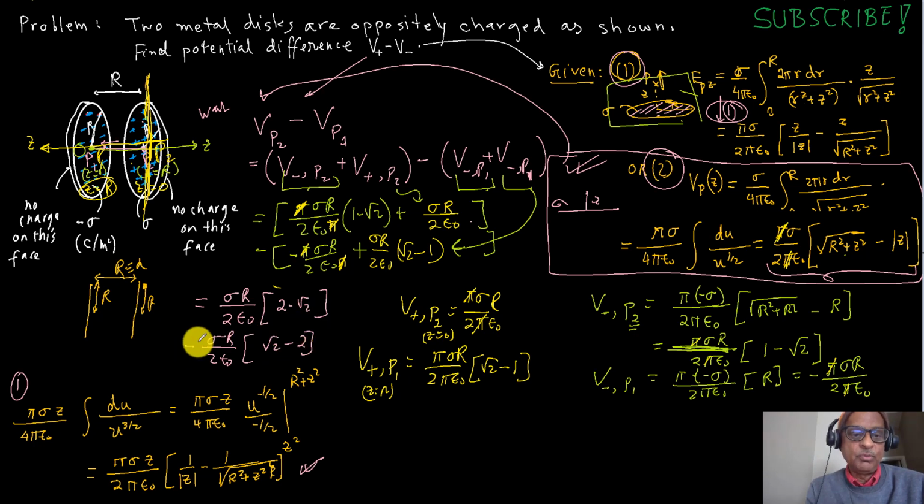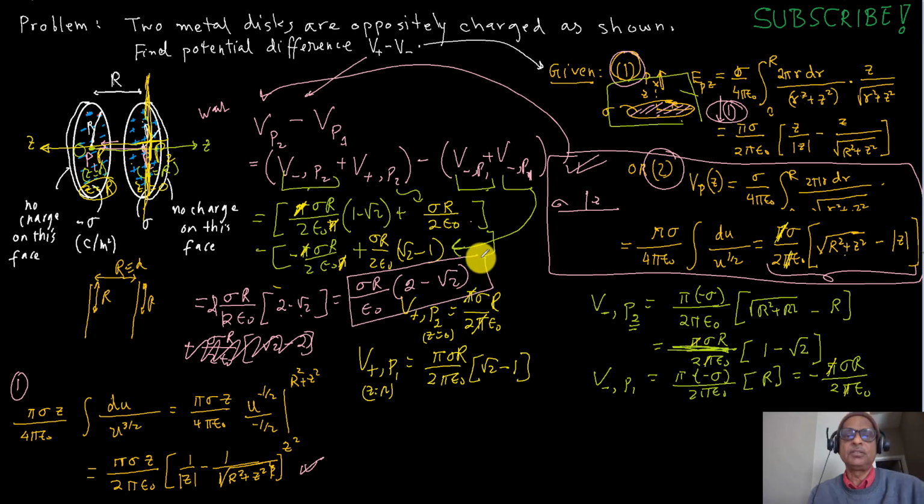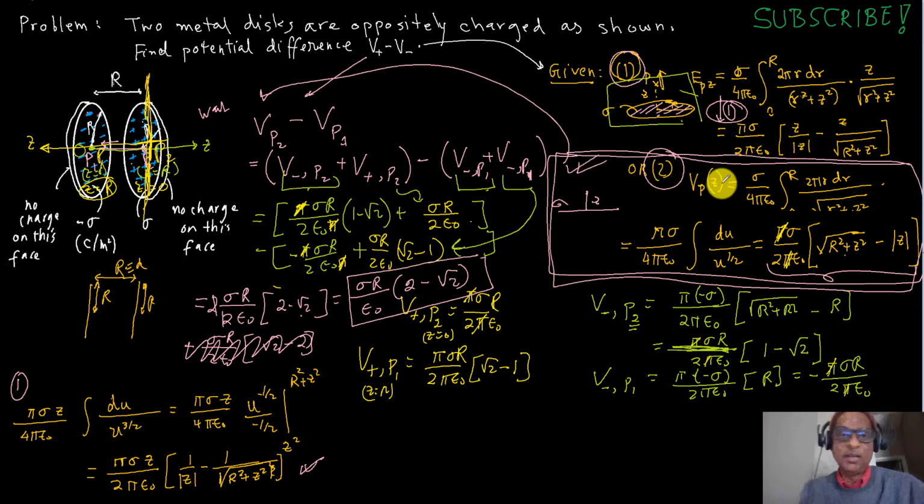So this is a plus, and this minus, so this whole thing is 2 times as much. These are equal to each other. That should be from the symmetry of the problem. And so the answer is going to be σr over ε₀ times (2 minus square root of 2), which is positive, and that's a good check on the answer. So that's the answer using this. And if nothing was given, this would be the path to go.